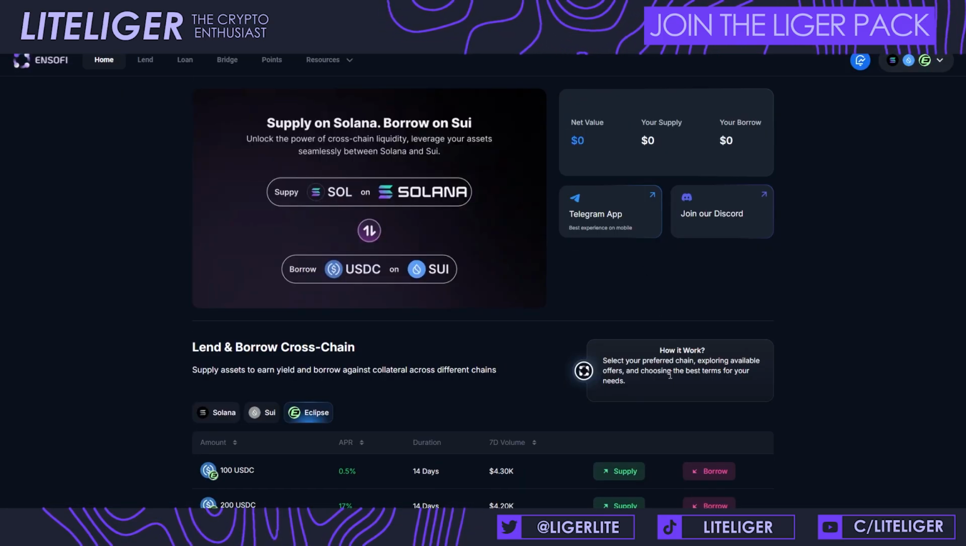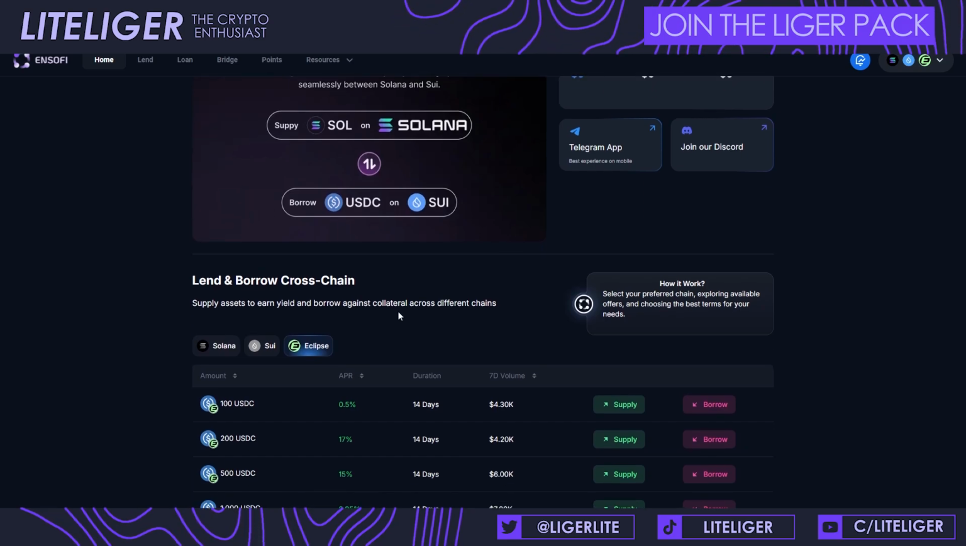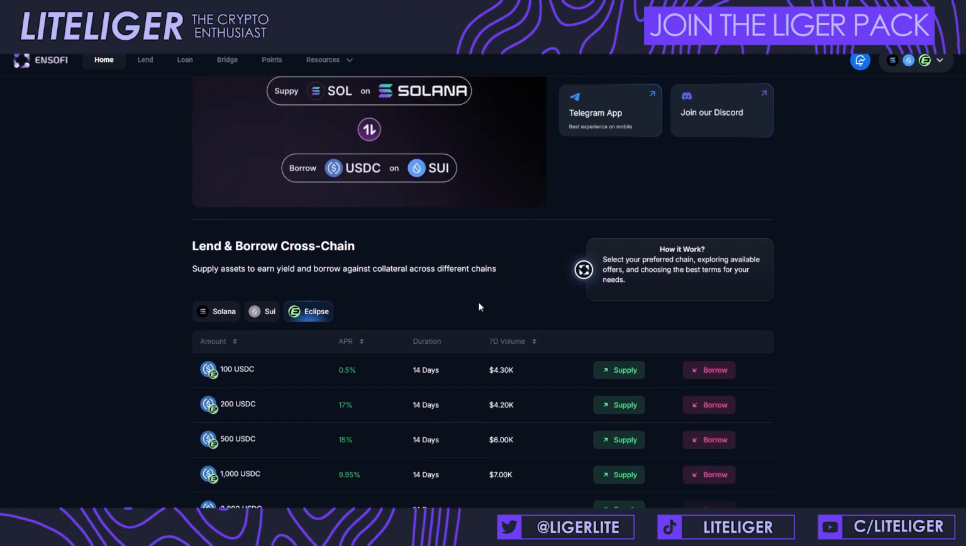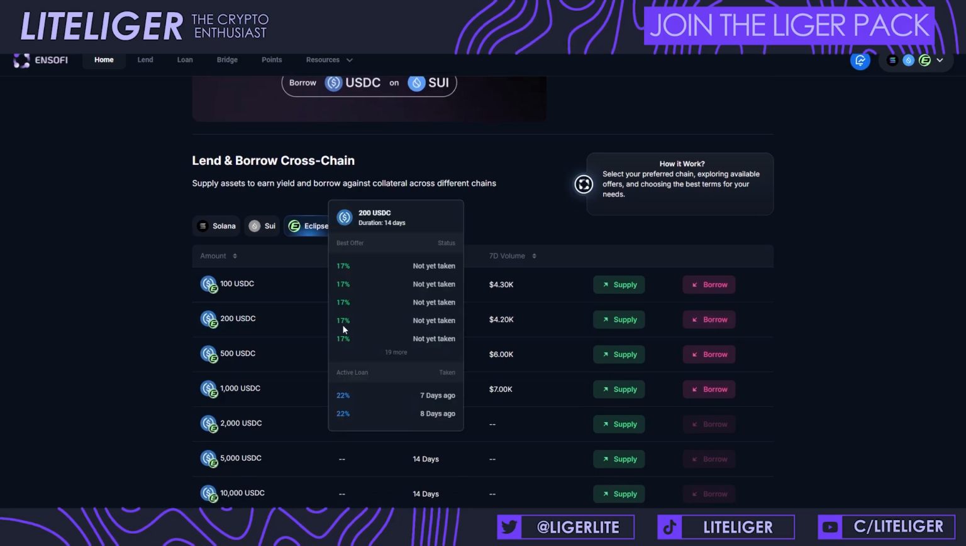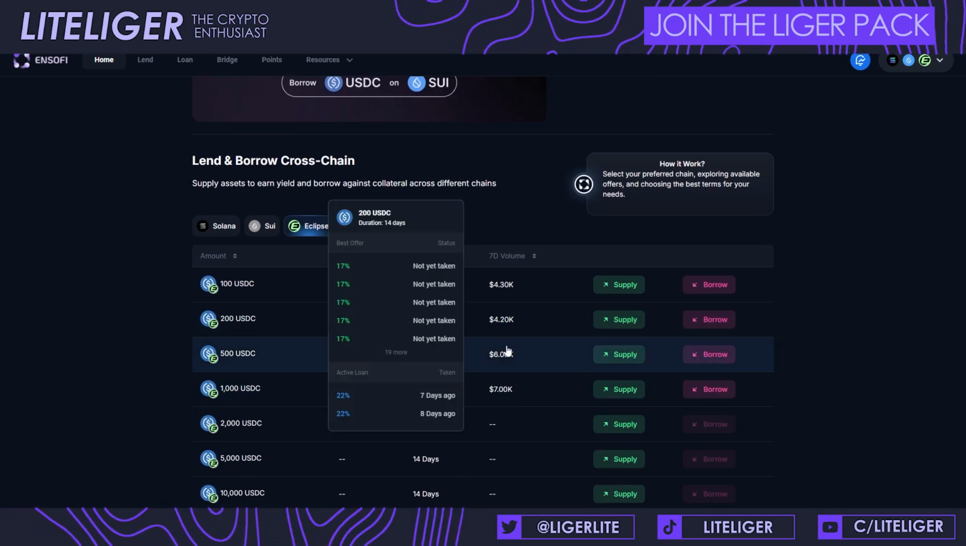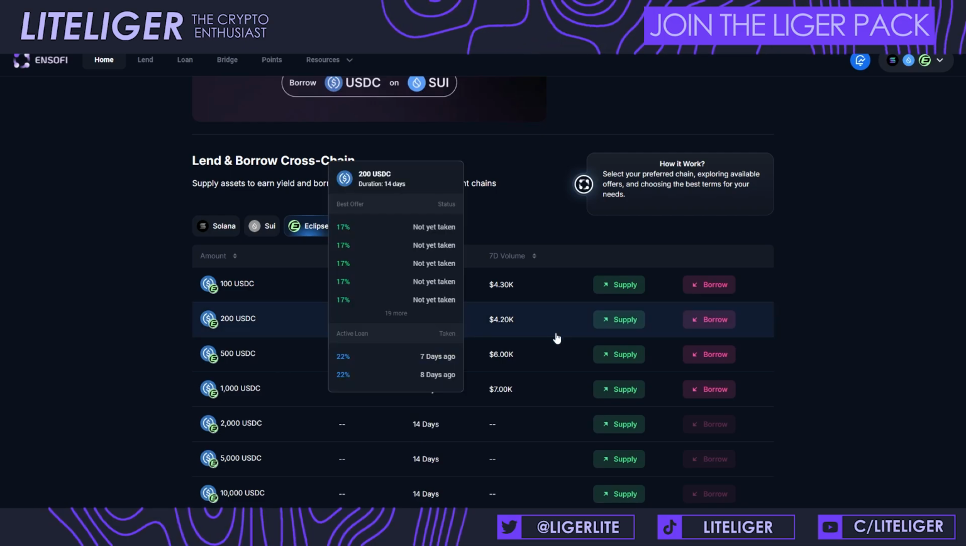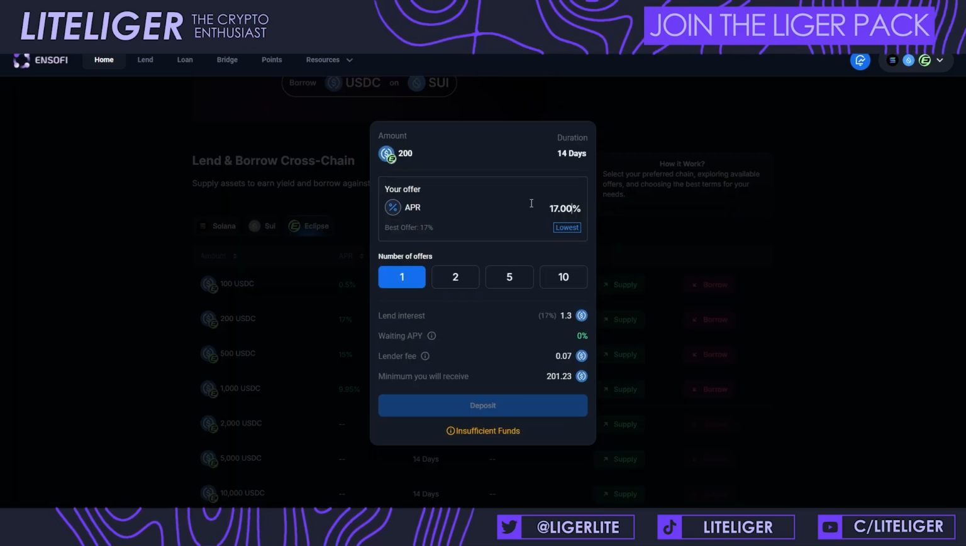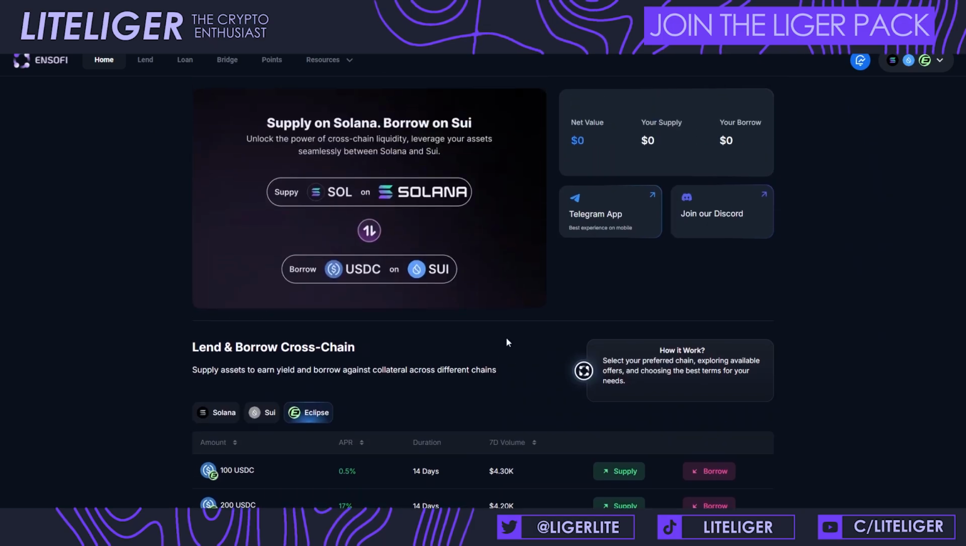Another one is called Enso. This is actually on three different platforms: Sui, Solana, and Eclipse. And this is actually pretty promising. It has a lockup period, so I can lock up 200 USDC for 14 days, and I will get 17% APR on this deal. That's pretty bullish to me, and I'm definitely going to be using this.